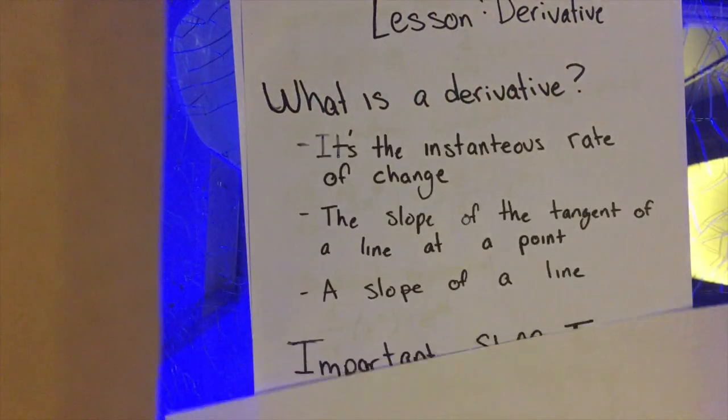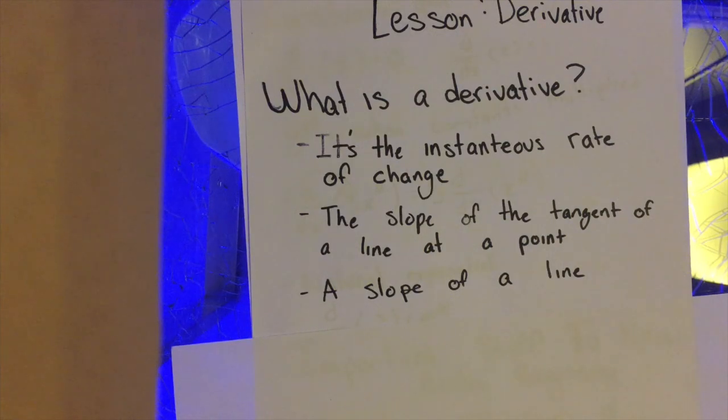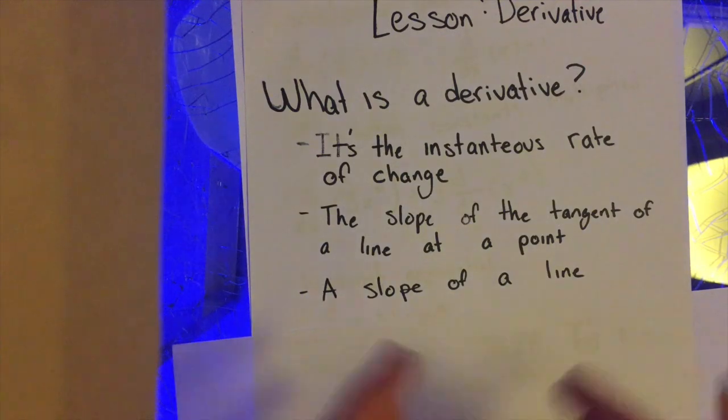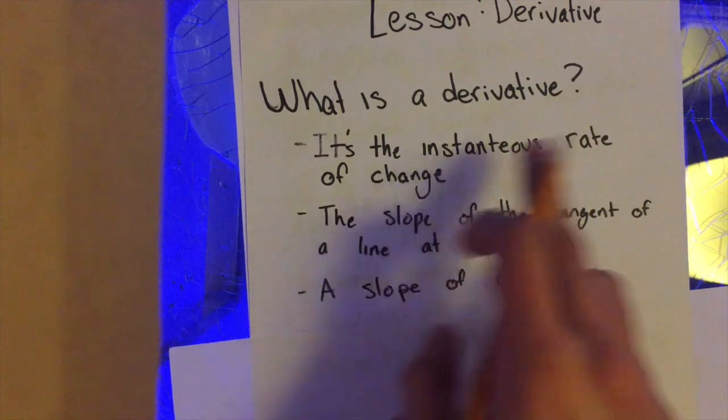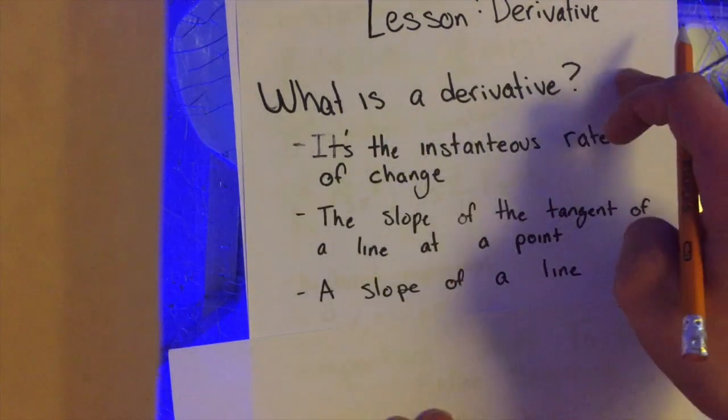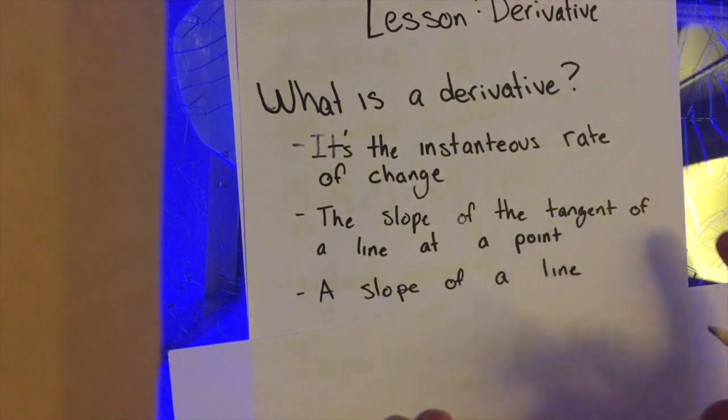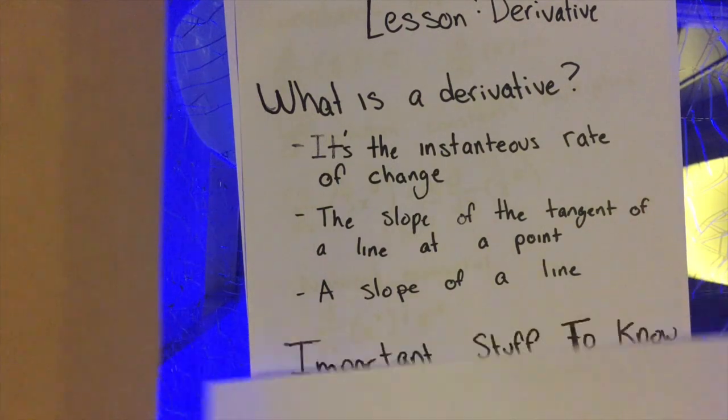Well, a derivative is the instantaneous rate of change, the slope of a tangent at a point, and a slope of a line. Now, we can see that all of these things are singular things. These are singularly found at one point. Since the instantaneous rate of change is singularly at one point, the slope of a tangent is also at a single point, and the slope of a line.